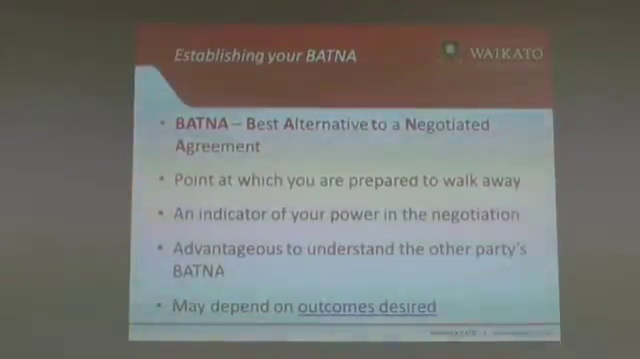It's good for you and your partner to decide on the BATNA together in advance, so that you're both ready to walk away from the deal if need be. So it's that point at which you're prepared to walk away, and it's an indicator of your power in the negotiation. It can be very advantageous to understand the other person's best alternative to a negotiated agreement. What your BATNA is may depend on the outcomes you desire.